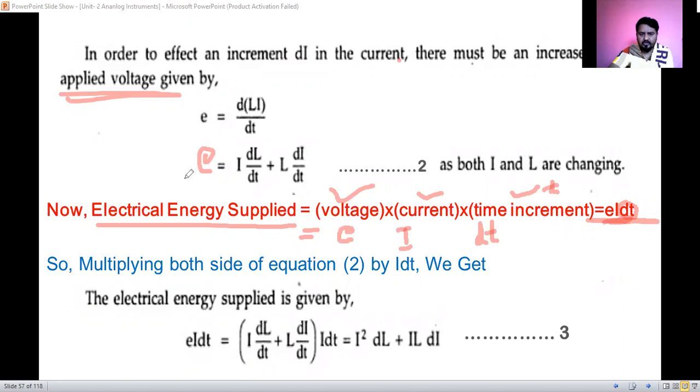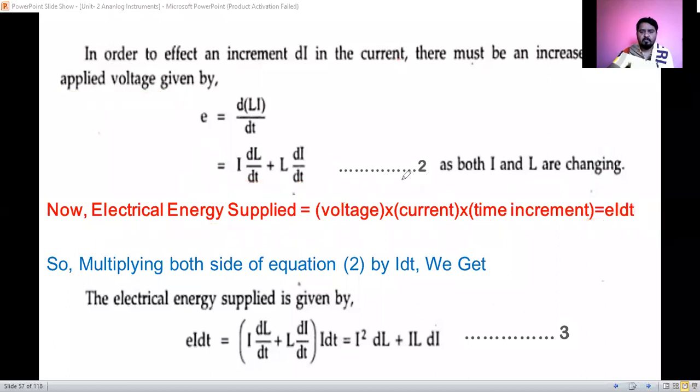Multiplying I dt into equation number 2, we will get the energy supplied equation, the complete equation in the form of L and I. What we have to do is multiply both sides of equation number 2 by I dt. E is already there, and I multiply I dt into the LHS. It is nothing but EI dt. So the whole equation I will write as it is, into I dt.